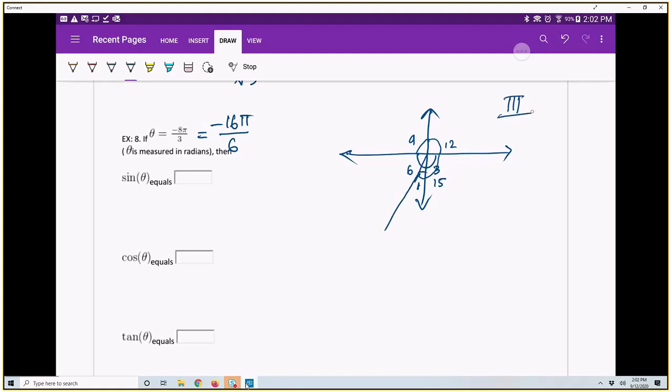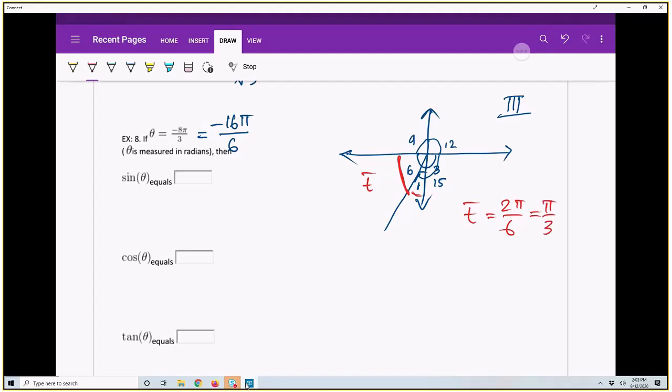Quadrant is 3, sine is negative, cosine is negative, tangent is positive. Okay, what is the reference angle? Now, the reference angle is going to be this much. This is your t bar. And t bar will be 2 counts of pi over 6. Because this much is only one count, and that is pi over 3.